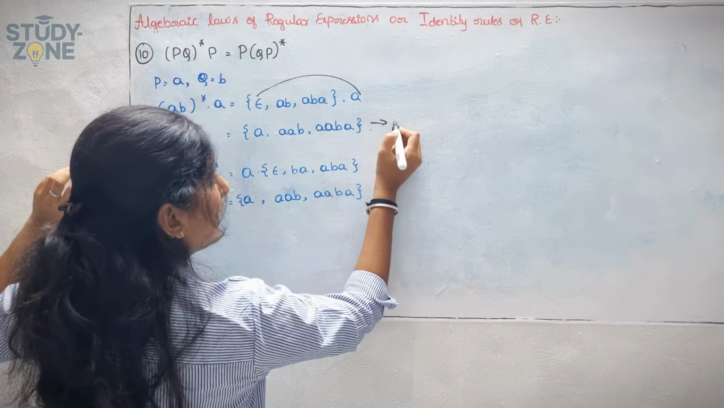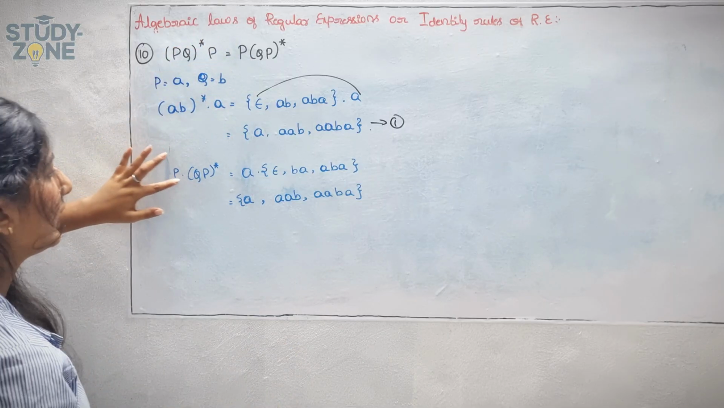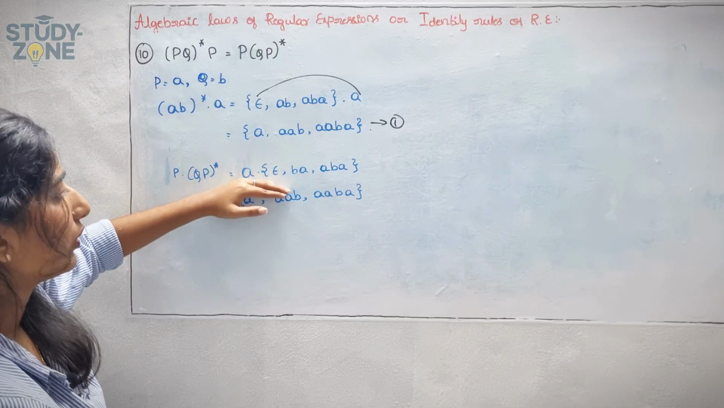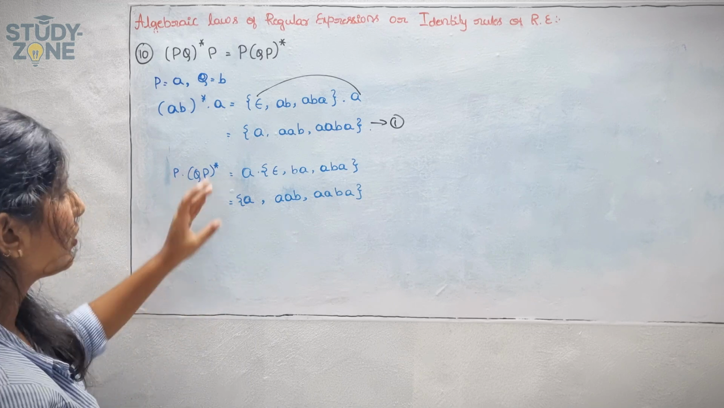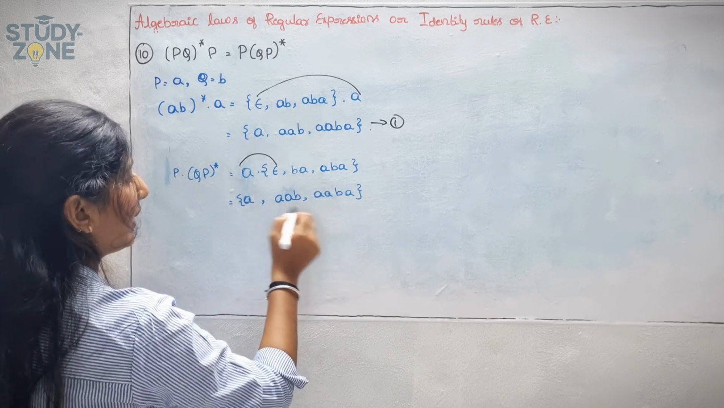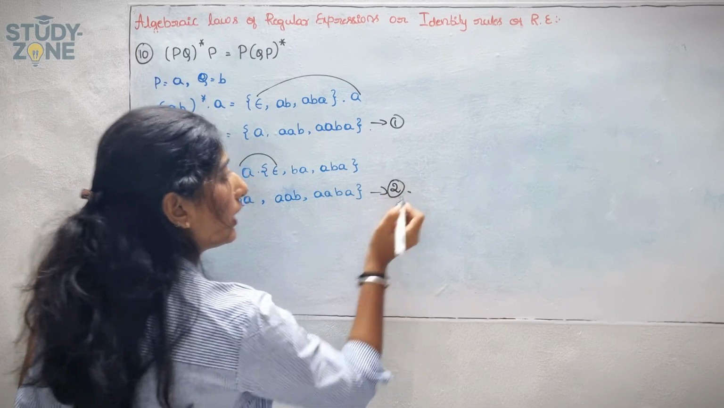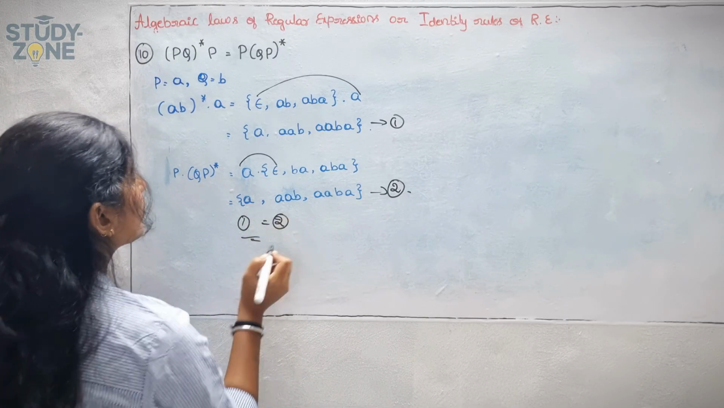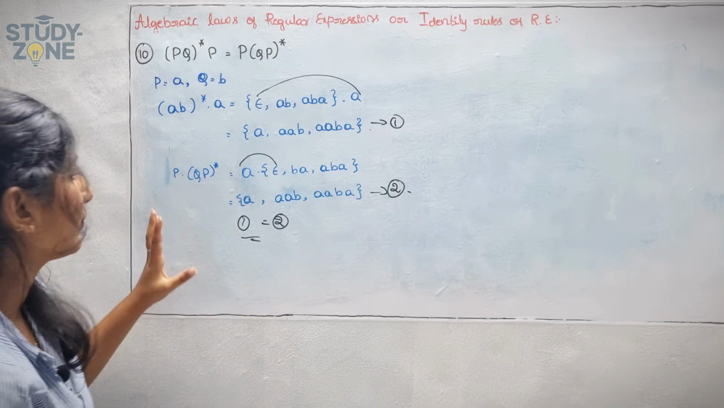Now I am taking this one. I got this as equation 1. Now for the other side, P concatenation (QP) whole star, this will be A concatenation epsilon, BA. I took the same and multiplied this one: ABA or AAB or AABA. This is equation 2. So equation 1 equals equation 2, so this law holds good. This is the explanation for the 10th law.